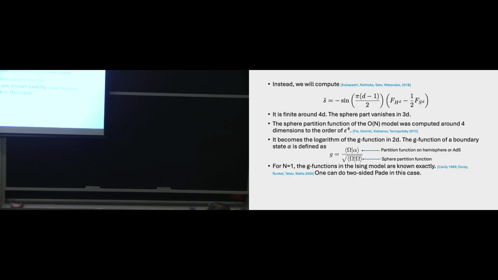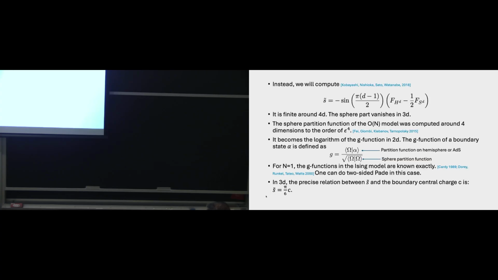And for n equals 1, the g functions are known in the 2D Ising model. In many models, it's known due to Cardy. And for that reason, we will have epsilon expansions around 4D, and we will have exact results in 2D, so we can do two-sided Padé. And in 3D, the precise relation between S tilde and the C is given by this factor pi/6.